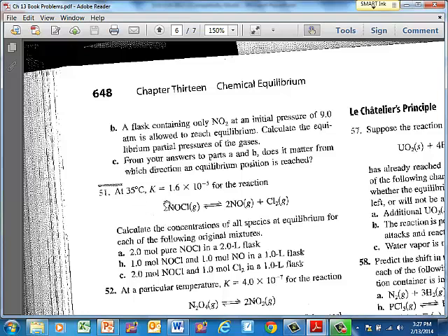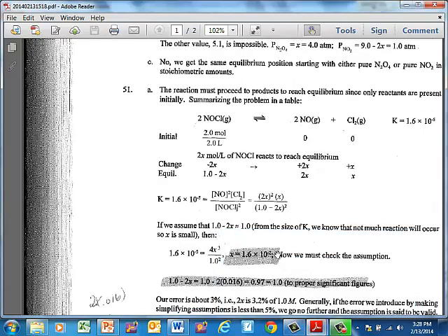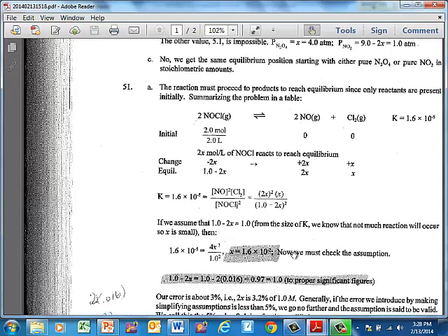Alright, you've got 1.6 times 10 to the negative fifth. Calculate the concentrations of all of the species at equilibrium for each of the following sets of conditions, where you have 2 moles in a 2-liter flask, where you have 1 mole and 1 mole in a 1-liter flask, and then 2 moles and 1 mole in a 1-liter flask. Okay, now this is actually the exact same problem that was in the PowerPoint, now that I look at it closely. So I already explained the work for you, but to see it explained again, yes, it would have been 3 separate ICE tables, and this just shows you how things are worked out a little bit.